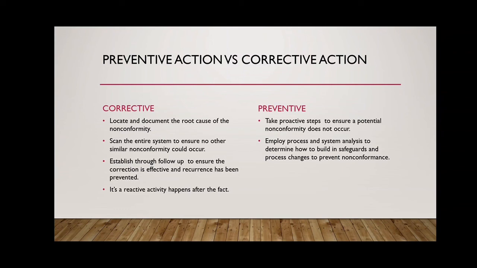Corrective action. Locate and document the root cause of the non-conformity. Scan the entire system to ensure no other similar non-conformity could occur. Establish thorough follow-up to ensure the correction is effective and recurrence has been prevented. It's a reactive activity, happens after the fact. Preventive action. Take proactive steps to ensure a potential non-conformity does not occur. Employ process and system analysis to determine how to build in safeguards and process changes to prevent non-conformance.